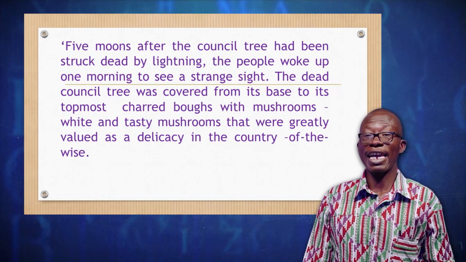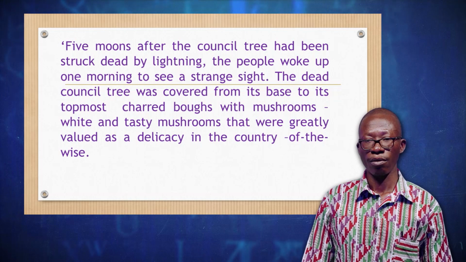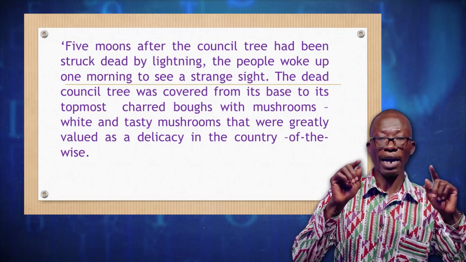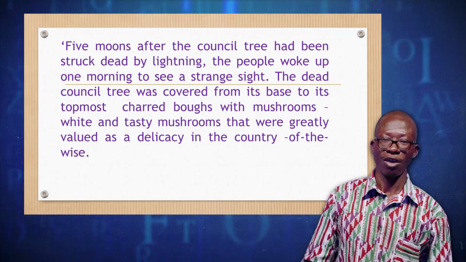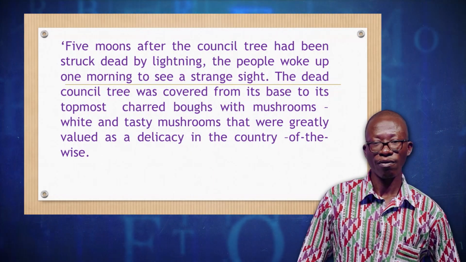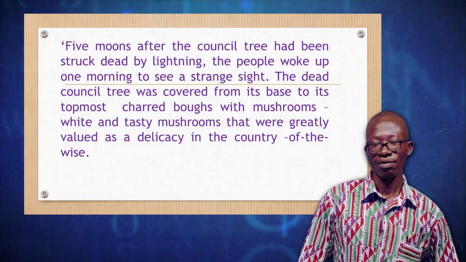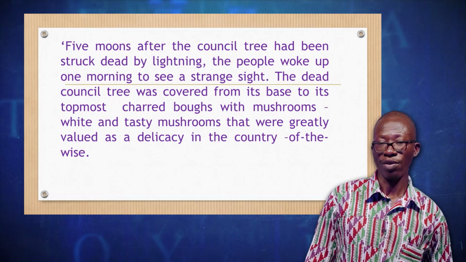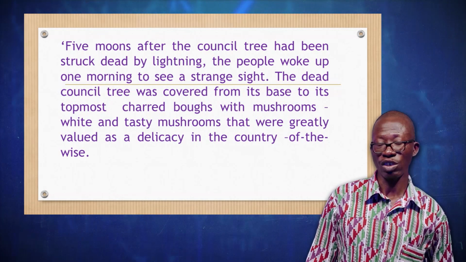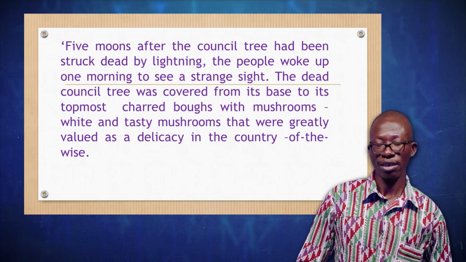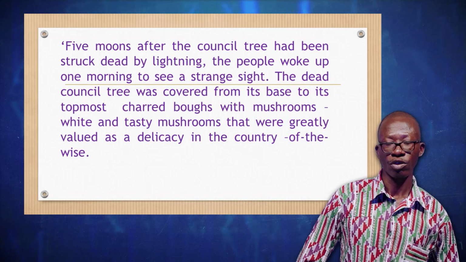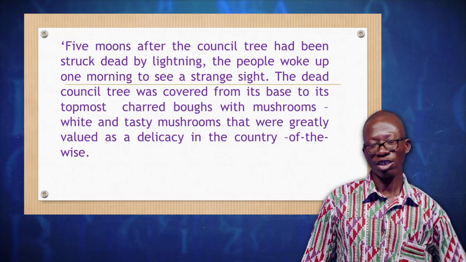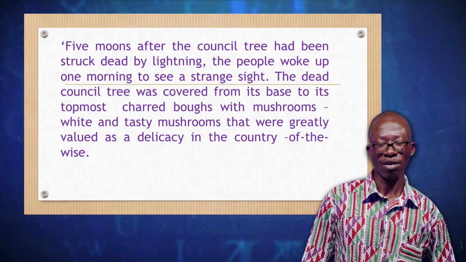Had been struck dead. That is our verb there. It's a string of verbs. Had been struck dead, all that is our verb clause. So we have the subject being the council tree, and had been struck dead being our verb group. By lightning, that is not part of the verb at all.